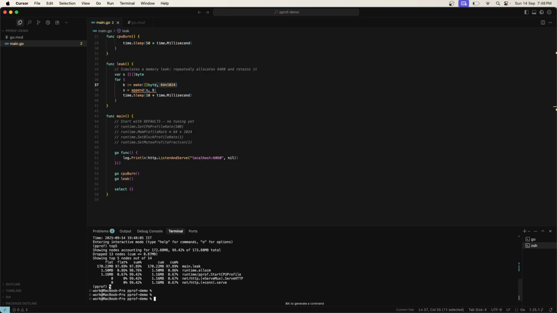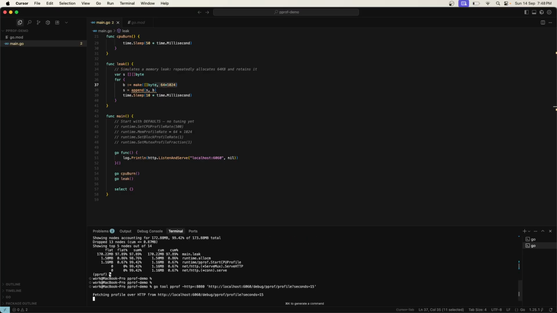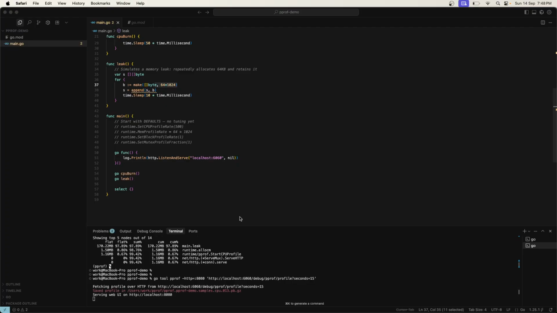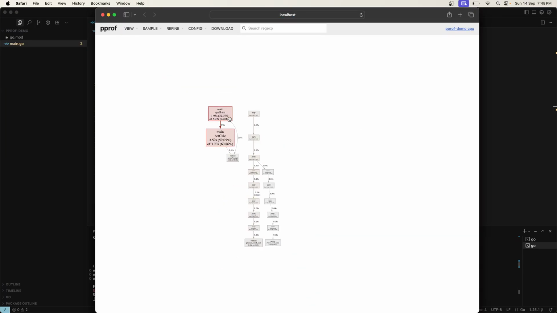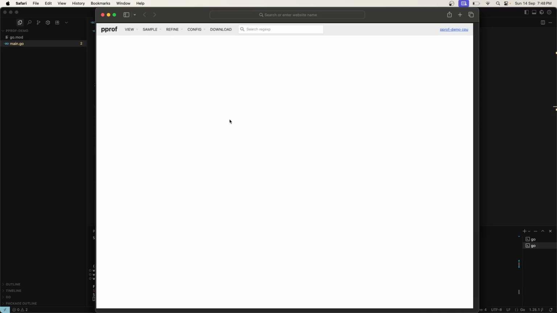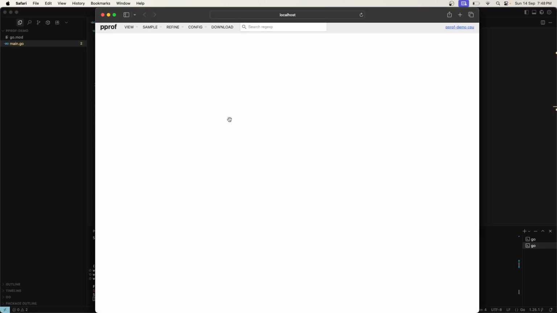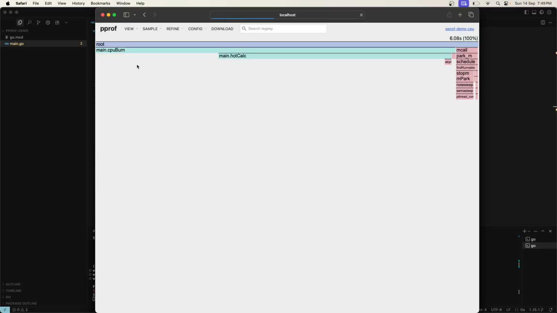showing the flame graph. Again, it will run the pprof for 15 seconds. Flame graphs are a better way to visualize. Let me open the flame graph, and I will show you how you can read it also. By default, it is showing this graph representation. Let's switch to flame graph.